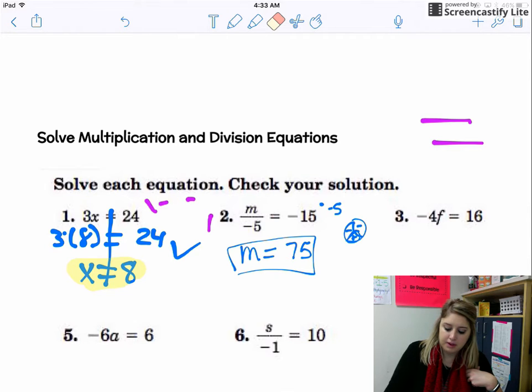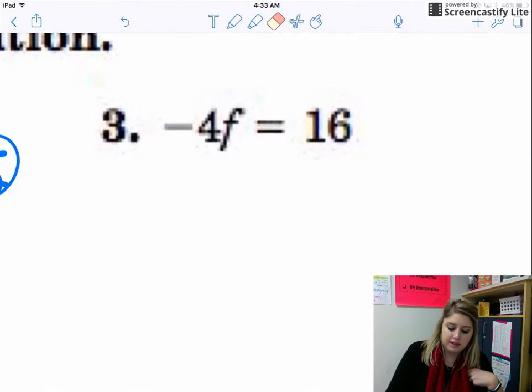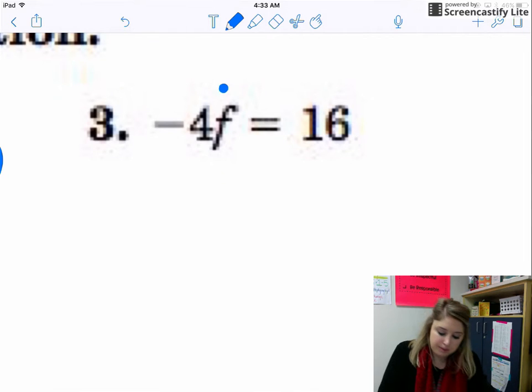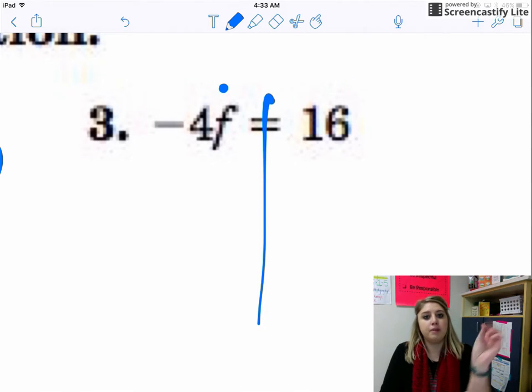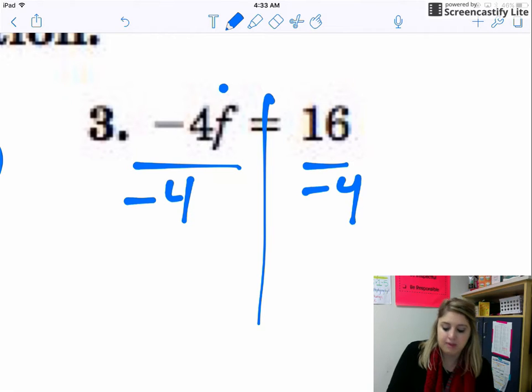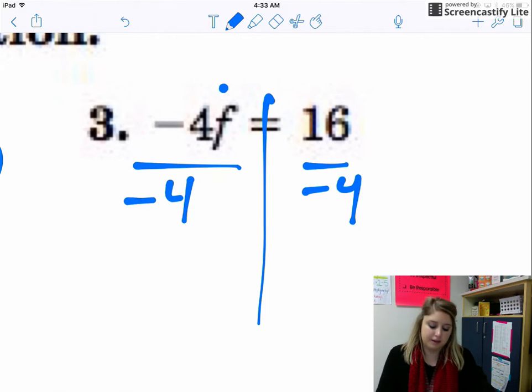Let's look at number 3. Again, these are squished together. That's like there's an invisible multiply sign here. So if there's an invisible multiply sign, I have to undo it, draw my line. If it's multiplied, I need to divide both sides, and I'm going to take that -4 with me. I've got to divide both sides by -4.